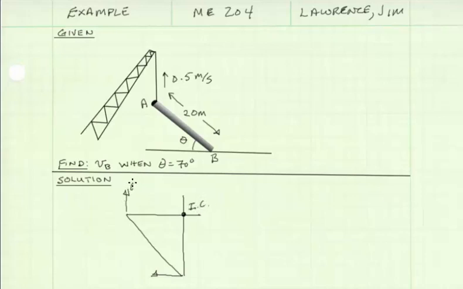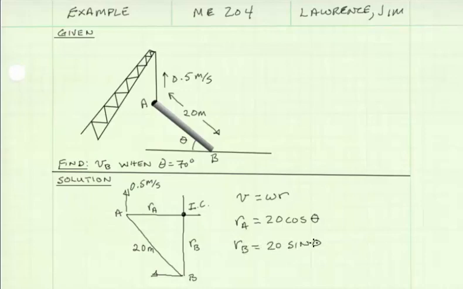We know that this velocity is 0.5 meters per second. We know this length is 20 meters. We're going to label this point A and this point B, so this will be our radius to A, and this will be our radius to B. To use instant centers, we're going to use the equation V equals omega times R. So we have to define what RA and RB are. We can define RA as 20 times the cosine of theta, and RB as 20 times the sine of theta.